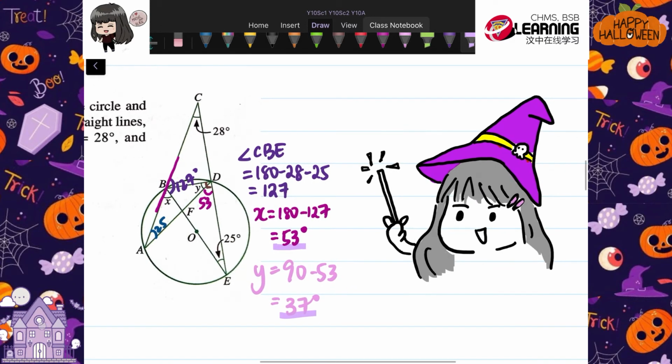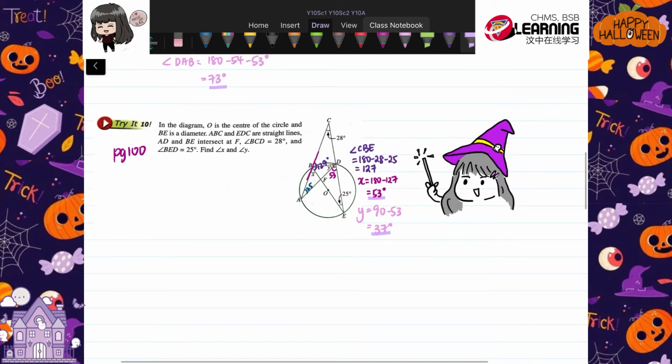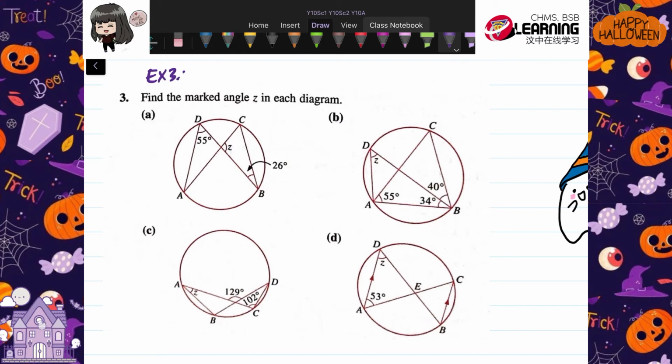Alright. So now let's go to exercise 3.2, question number 3. You just copy the circles, or you can print it out if you want to. Scan and print it out. This is on page 106. We're going to cover question number 3, A, B, C, D.